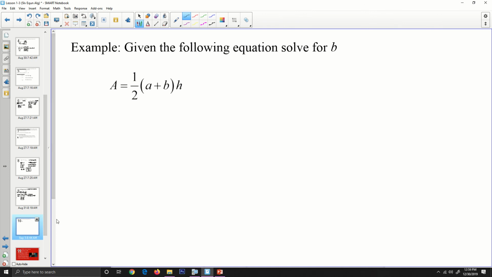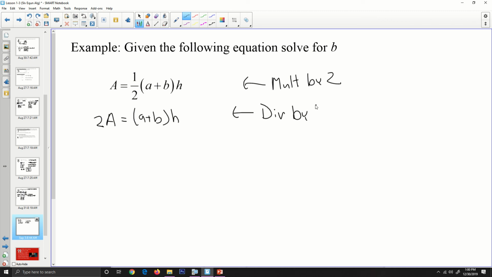Finally, it says, given the following equation, solve for b. So we want to solve this equation for b. We want to get b by itself. And so the first thing I am going to do for this particular one is multiply by 2. And by multiplying by 2, I'll get 2a, and then I'll get the half to cancel here. So I have a plus b times h, and here I'm going to divide by h.